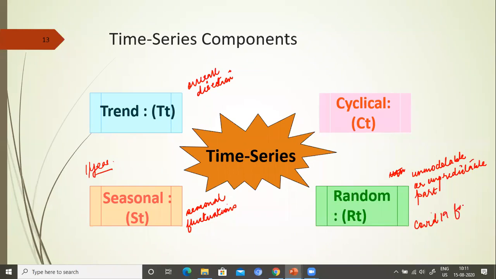It's COVID-19, for example. So this is like a random shock. When we go to 2021 and we study 2020 data, because of COVID-19 you will see some random shocks in the data, but you will see it only next year when you study, maybe you come across economic data. Then comes cyclicity. Cyclicity is nothing but long-term fluctuations.